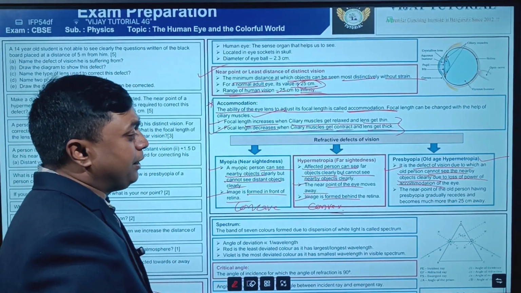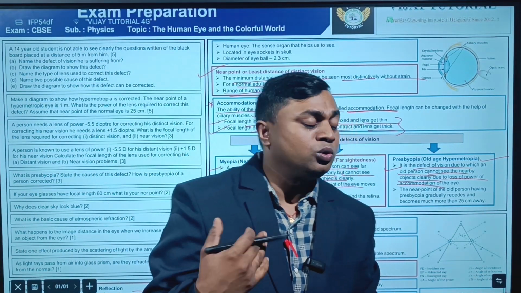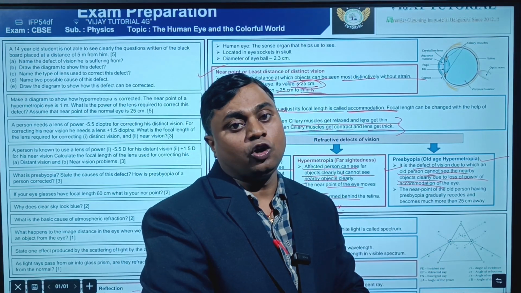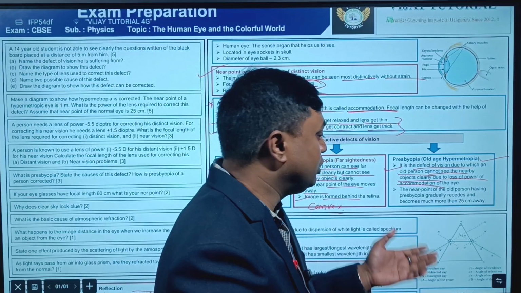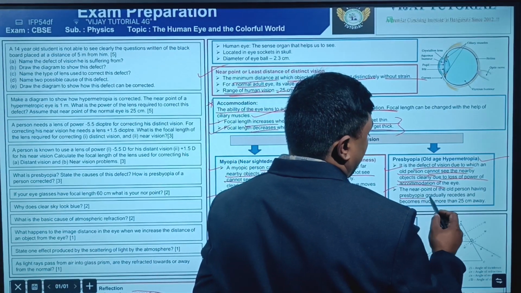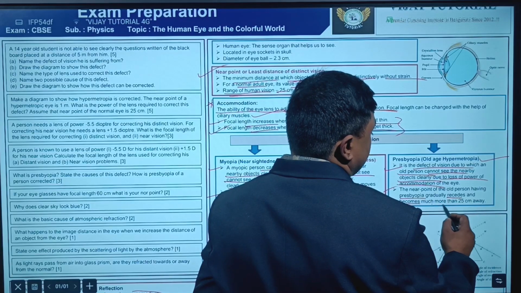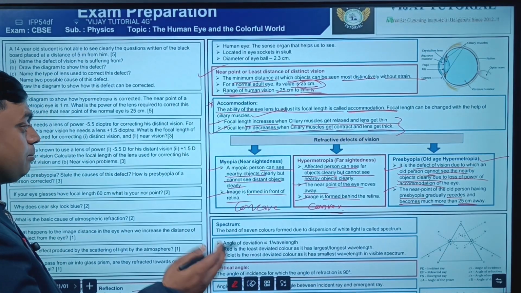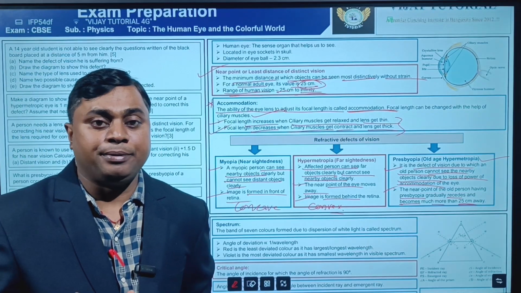Yes or no? So in presbyopia, what happens? The person is not able to see nearby objects, and is also not able to see distant objects, due to the loss of power of accommodation. So the near point of an old person having presbyopia gradually recedes and becomes much more than 25 centimeter. Yes or no? So this is about myopia, hypermetropia and presbyopia.